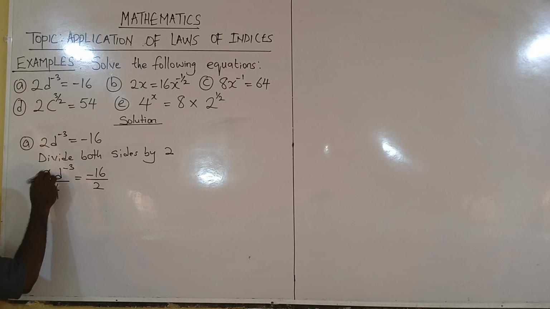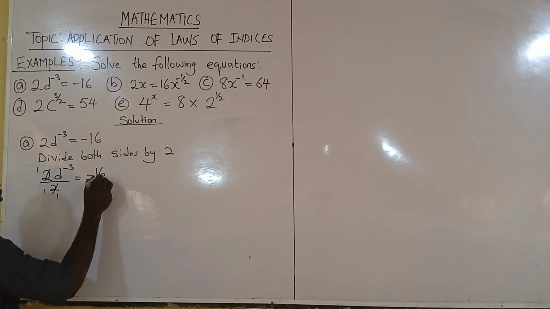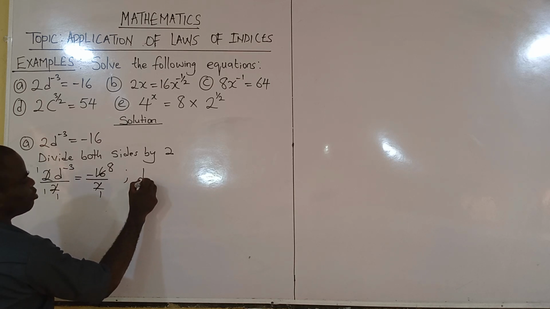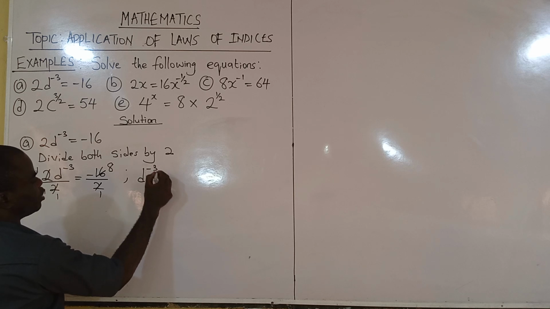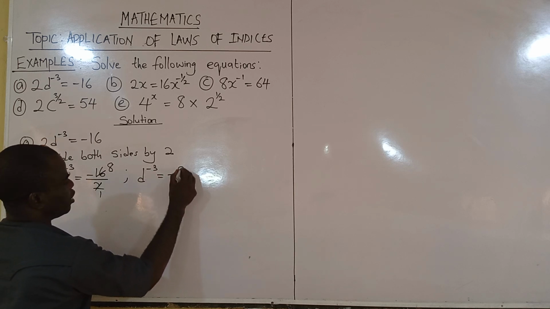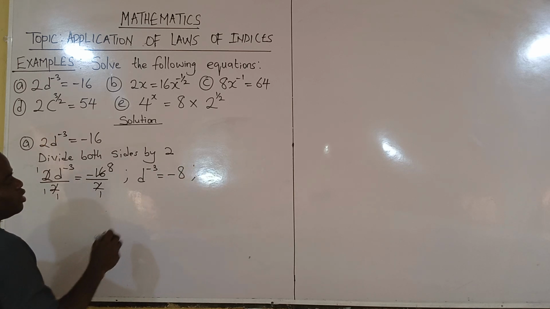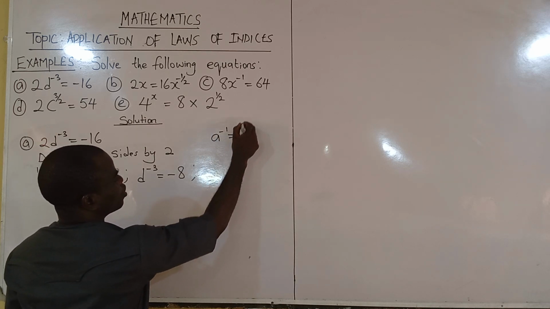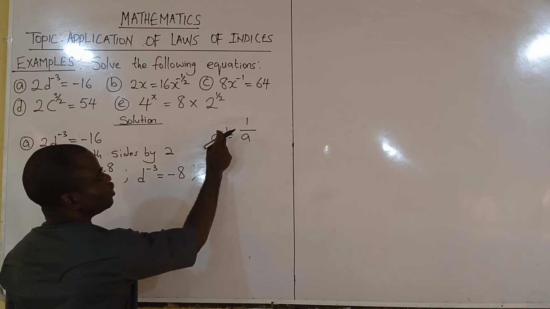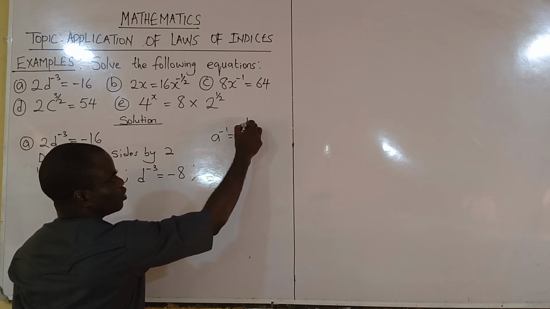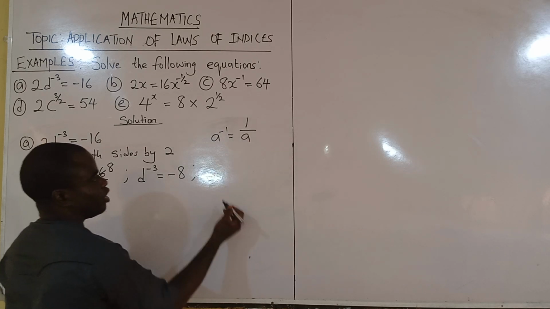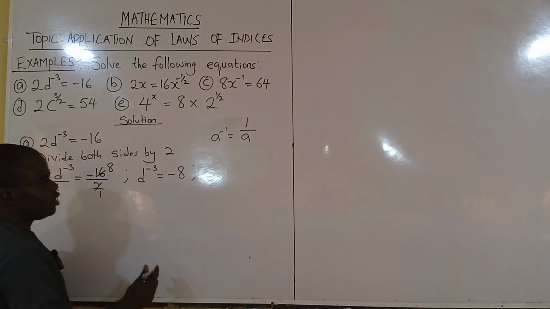Now 2d raised to the power minus 3 divided by 2 equals minus 16 divided by 2. 2 goes into 2 one time, and 2 goes into 16 eight times. You are left with d raised to the power minus 3 equals minus 8. And in indices, a raised to the power minus 1 is equal to 1 over a. When you remove the negative, you introduce 1 as the reciprocal of a. 1 over a will give us a raised to the power minus 1 in indices.